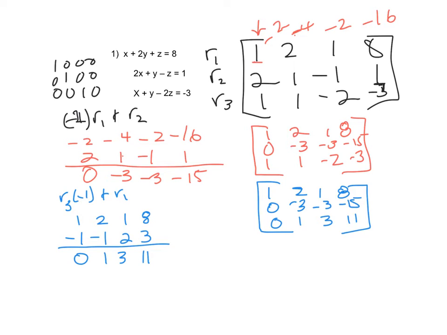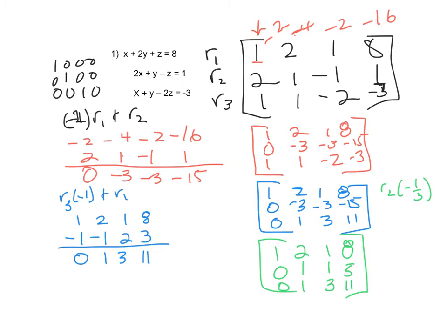So I'm going to write that over here. I'm going to go row 2 times -1/3. So now I have 1, 2, 1, 8, and then I'm going to have 0 still, and then times -1/3 is 1, times -1/3 is 1, times -1/3 is 5, and I'm not changing this, guys, so 0, 1, 3, 11. Okay, so my first row and second row are perfect.